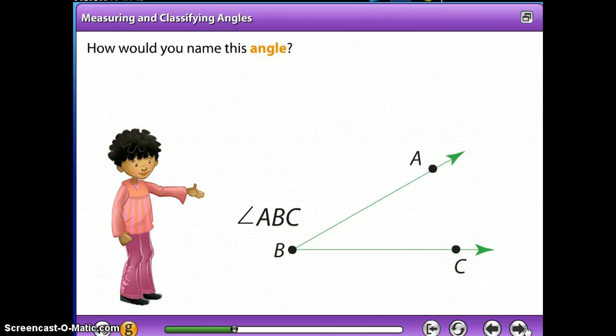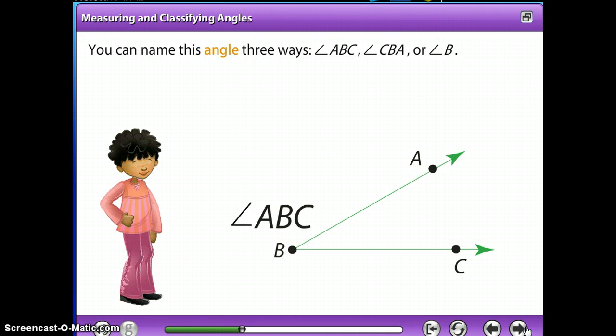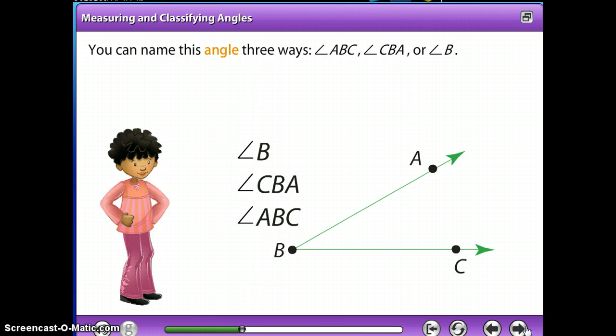How would you name this angle? You can name this angle 3 ways: angle ABC, angle CBA, or angle B. Okay, so I wasn't sure if they were going to tell you that, but you can use all 3 points to name that angle. However, you can also just say that this is angle B by naming the vertex.